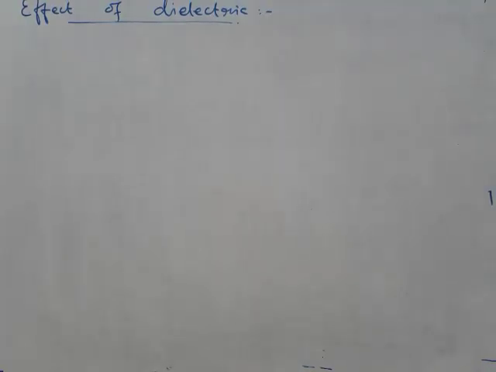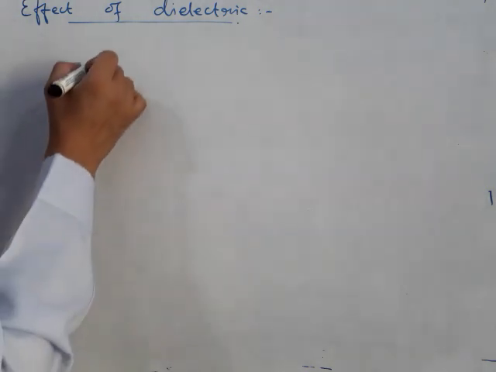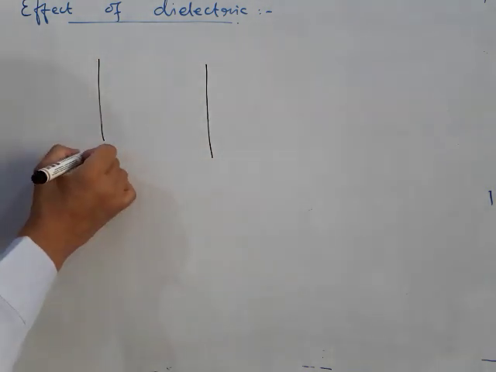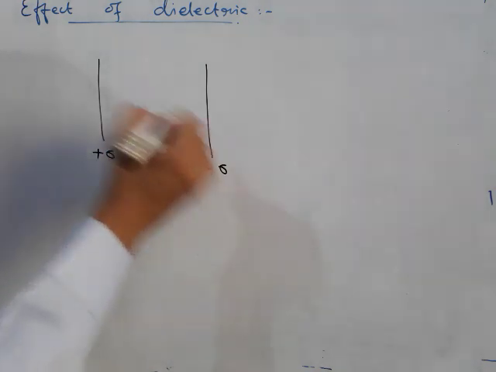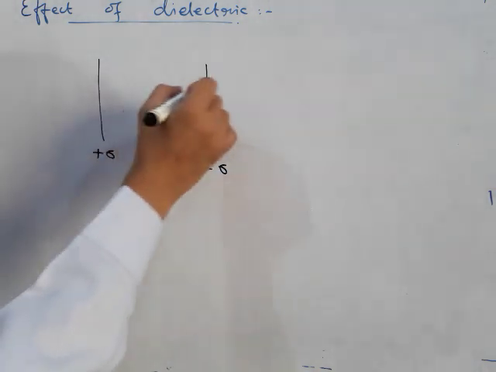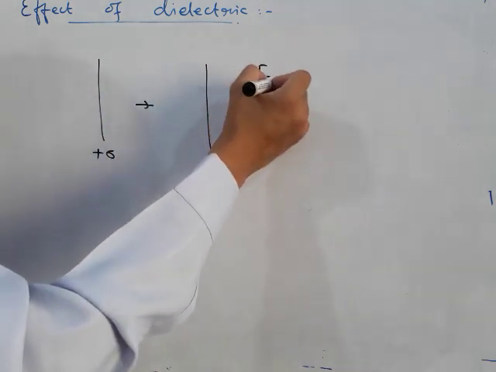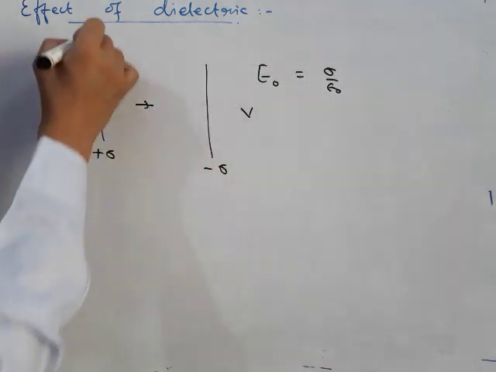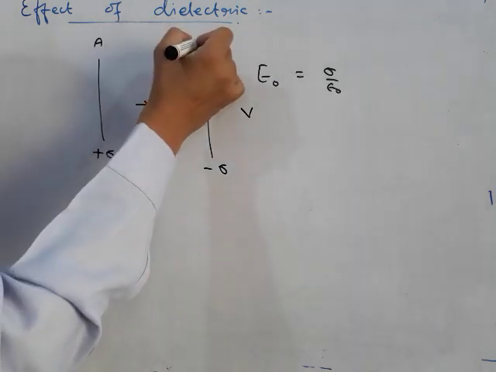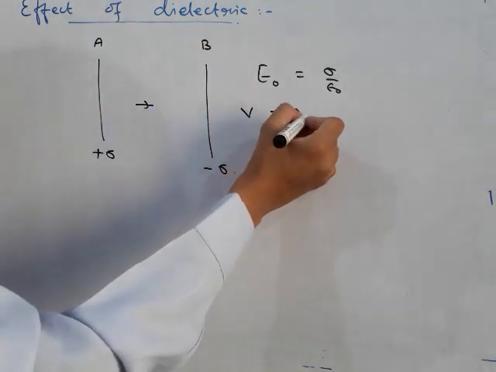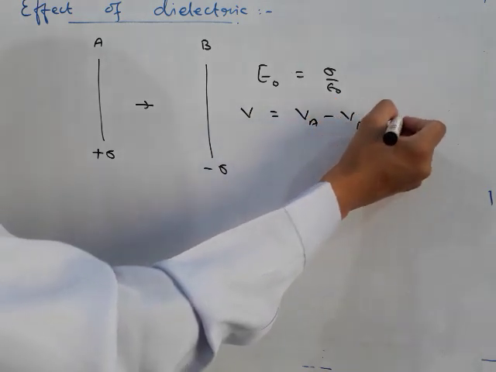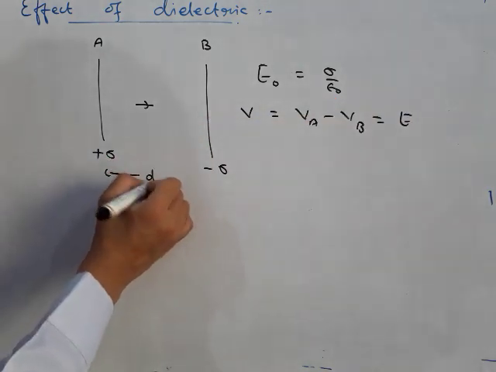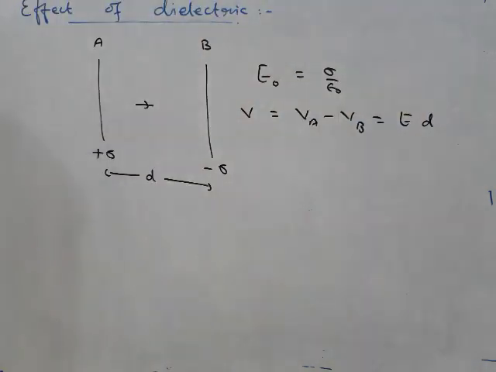So let us quickly discuss what happens to the capacitance of a capacitor wherein between the plates we have inserted some dielectric. Suppose we have a capacitor having surface charge densities plus sigma and minus sigma, and there is vacuum in between. Then there will be an electric field E naught, which is sigma upon epsilon naught. Suppose this plate is A and this plate is B. Then V will become VA minus VB, which we have solved to be E times D, the separation between the plates.